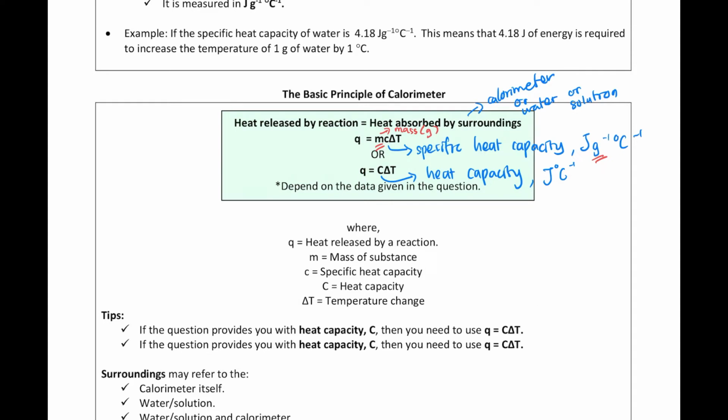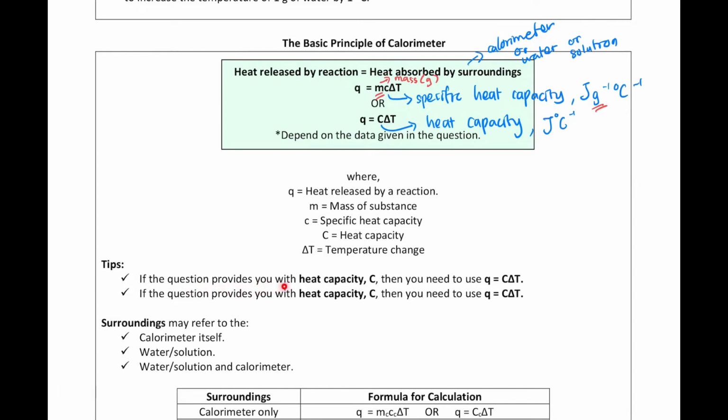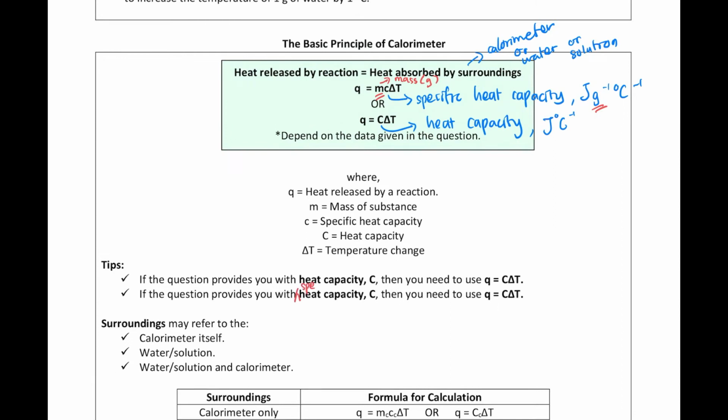Q ni adalah heat release lah. Q can be heat release or heat absorb. Okay, so Q heat release or heat absorb by reaction, m is the mass, c kecil specific heat capacity, C besar heat capacity, delta T adalah temperature change. Okay, change in temperature. Okay, tips dia senang je. If the question provide you with heat capacity, capital letter C, then you need to use Q equal to C delta T. Okay, tapi kalau soalan tu provide you with specific heat capacity, small letter c, then you need to use Q equal to mc delta T. Okay, so ingat, kalau dia bagi c kecil specific heat capacity ada gram, so make sure guna mc delta T. Kalau untuk ini heat capacity, okay, so tak ada gram, so guna C delta T.